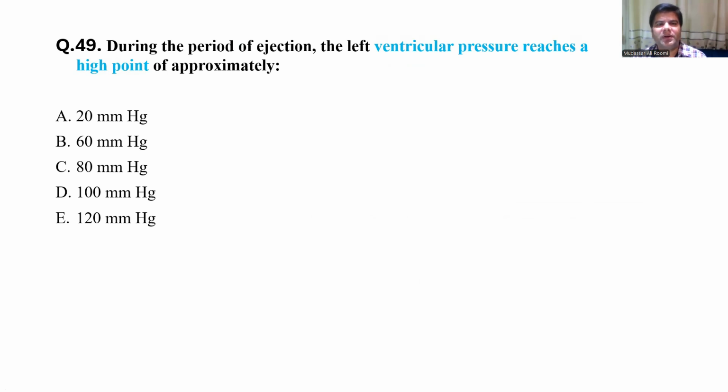Next question is, during the period of ejection, the left ventricular pressure reaches a high point of approximately, and the options are A, 20 millimeter of mercury, B, 60, C, 80, D, 100, E, 120. So the answer is 120 millimeter of mercury. So this is the maximum pressure which occurs in left ventricle during rapid ejection phase.